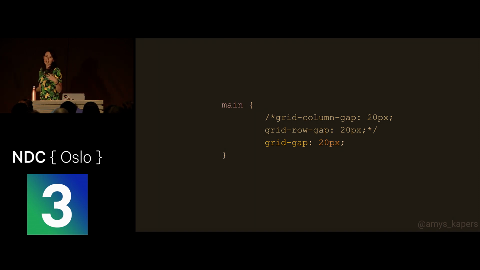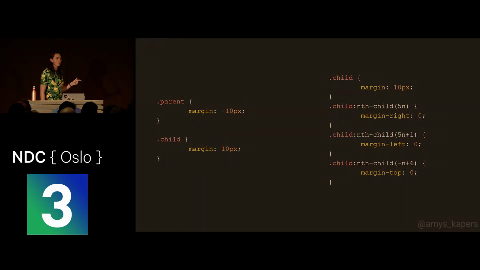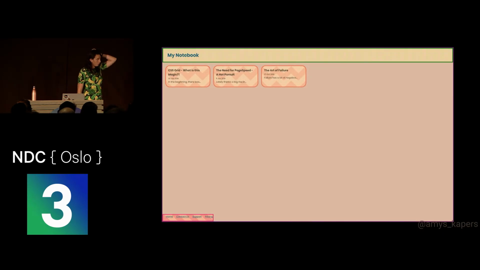So grid gap takes into account all of those extra things, so it makes it much easier. Don't use margins anymore. It's a nightmare. So we have a look. We've got a nice little gap between each of our items there. That's pretty good.